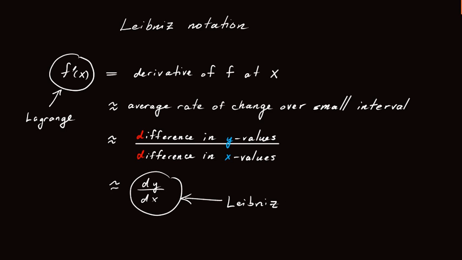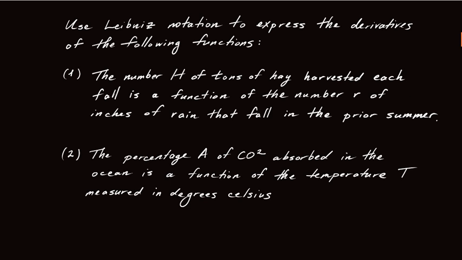Okay, let's see the Leibniz notation in action. Here's an example of a problem. Use Leibniz notation to express the derivatives of the following functions. So the first function: the number h of tons of hay harvested each fall is a function of the number r of inches of rain that fall in the prior summer. So here the dependent variable is h, that's sort of the y variable, and the independent variable is r, that's sort of the x variable. So instead of dy dx, we're going to write dh dr to indicate that h is depending on r. This is the average rate of change in h as r changes, but at the infinitesimal level.